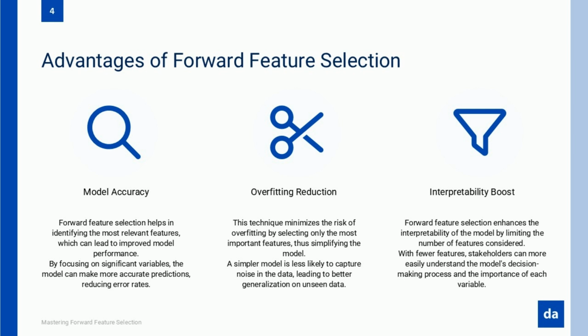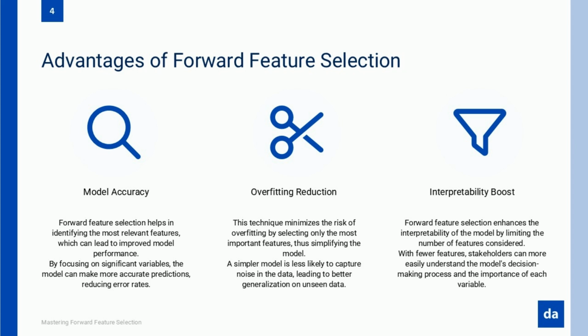First up, model accuracy. When you only keep the most relevant features, your model isn't distracted by useless noise. It's like asking a detective to solve a case, but only giving them the important clues instead of dumping an entire library of unrelated documents on their desk. With fewer but stronger features, your model learns faster, generalizes better, and predicts more accurately.